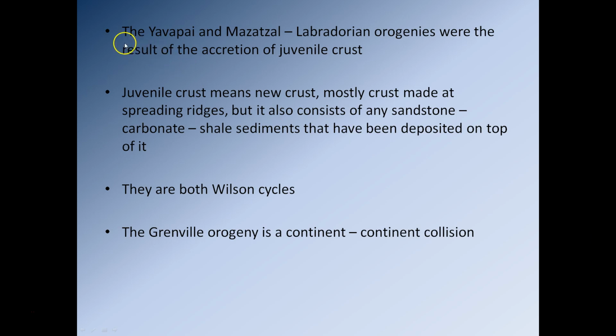Okay. So the Wopmay and the Labradorian orogenies were the result of the accretion of juvenile crust. Juvenile crust, as the name suggests, means new crust, and most new crust is made at spreading ridges. But you need to remember this juvenile crust not only consists of the oceanic crust, it also consists of the sediments that sit on top of it. Essentially both of these events, the Yavapai and the Mazatzal-Labradorian orogenies, are both Wilson cycles. A basin is going to open up, then a basin is going to close up, and the resulting closure is going to form a mountain range, an orogeny.